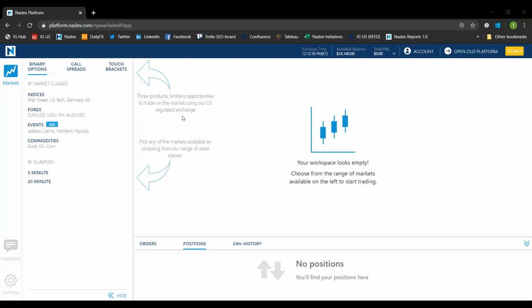Oh, and you'll notice at the bottom, it's your positions and orders and order history. And you'll see that get populated as I do some examples. And then you've got your workspace, and my workspace is currently empty.